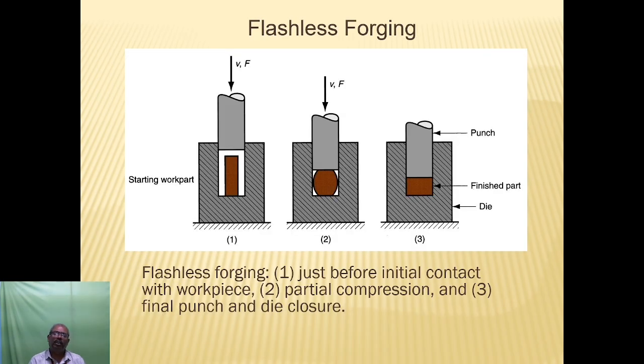This figure shows the working of flashless forging. In the first figure, it shows the initial contact with the workpiece. Second one is we apply partial pressure, the partial compression is happening. Third one is final punch and die closing.